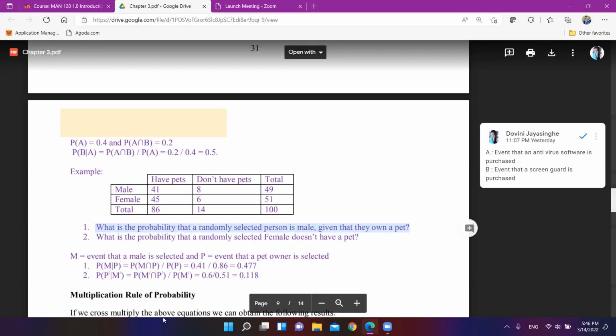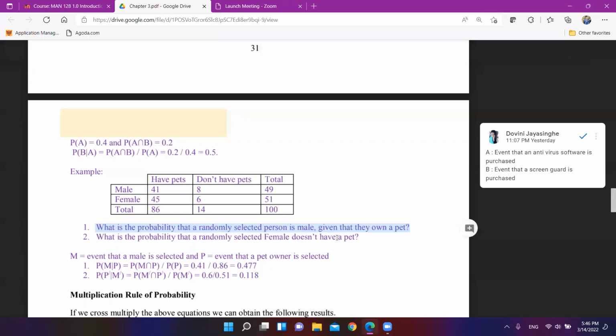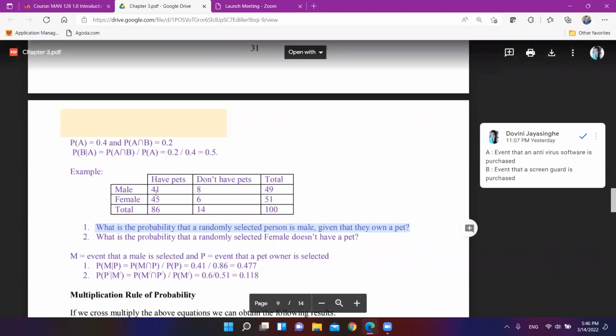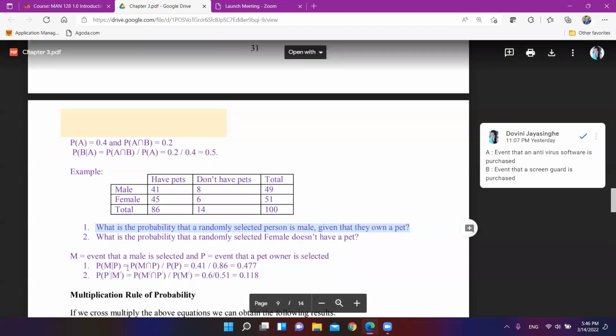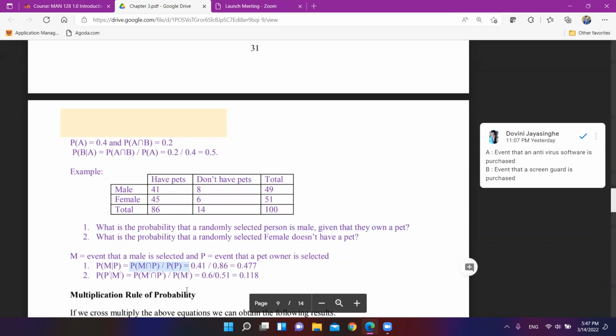What is the probability that the randomly selected person is male given that they own a pet? Pets own කරන male female ගොඩක් ඉන්නවා, right? Pet කෙනෙක් ඕන කරන කෙනෙක් ගත්තාම ඒ male කෙනෙක් වීමේ probability එක තමයි මේ අහන්නේ. So according to the formula, probability M intersection P divided by probability P.